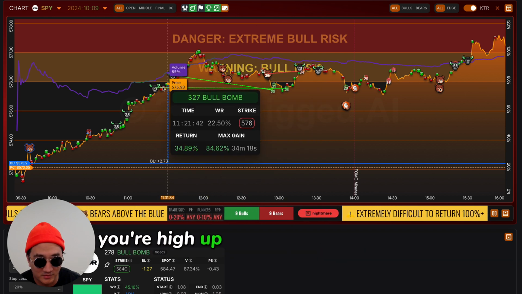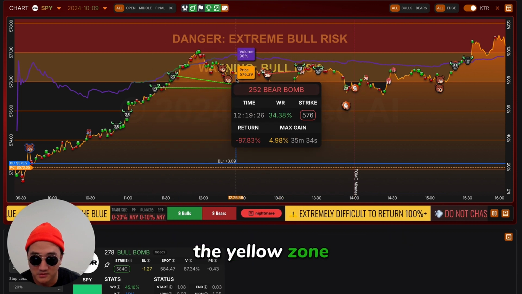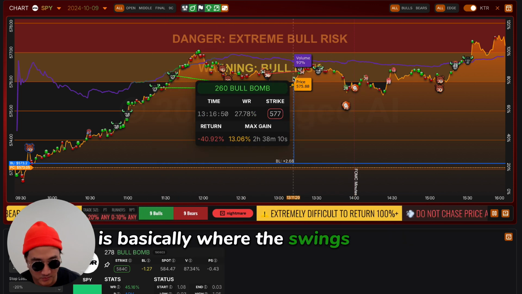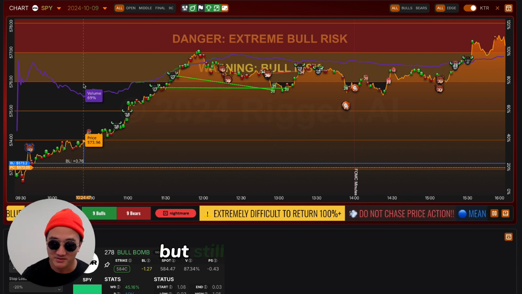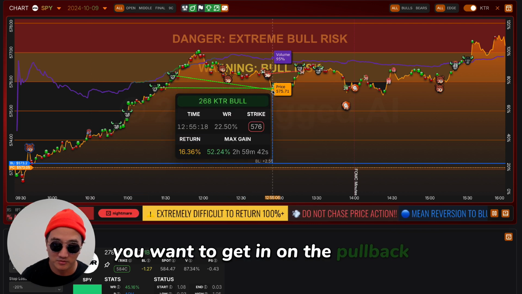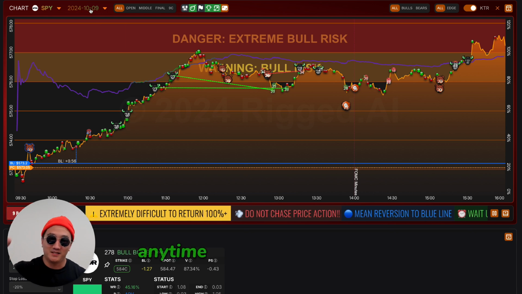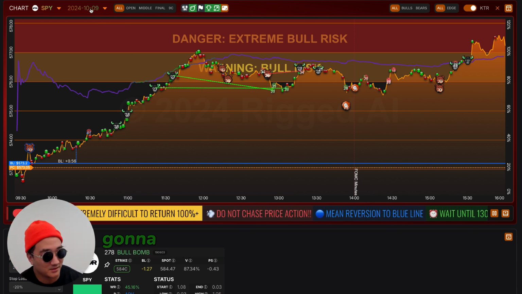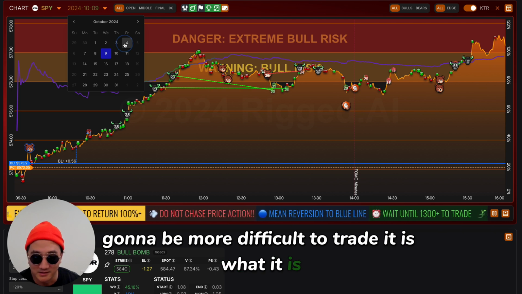You're high up. We're telling you right here, the yellow zone is basically where the swings start to happen. It didn't on this session, but still, bullish bias. Hey, you want to get in on the pullback, you're making some money. Anytime there's a red outline, going to be more difficult to trade. It is what it is.